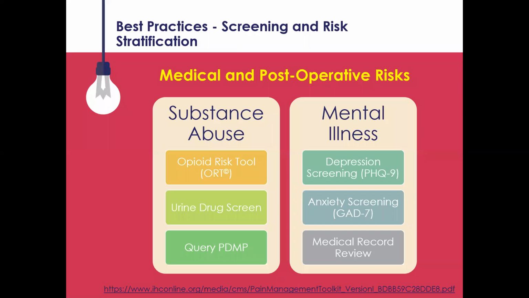And I think a couple of key things that may be beneficial as you work through risk are a careful history, use of an opioid risk stratification tool, which is the ORT, a urine drug screen at the time of admission for those with known or suspected substance abuse, and a query of the PDMP or the Prescription Drug Monitoring Program database for historical and current prescriptions.